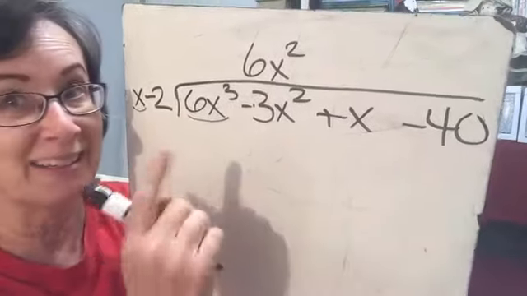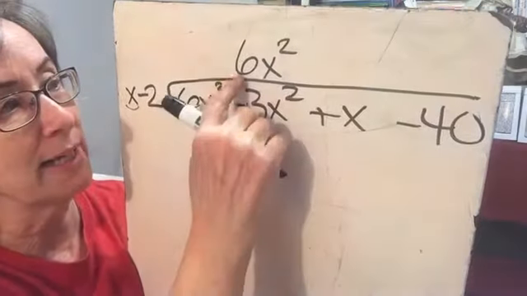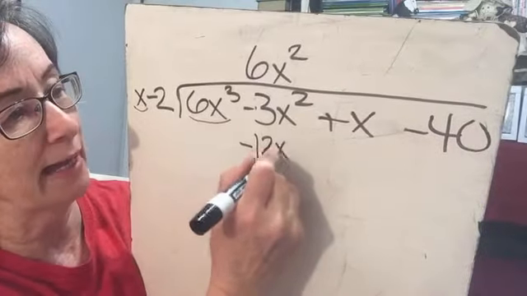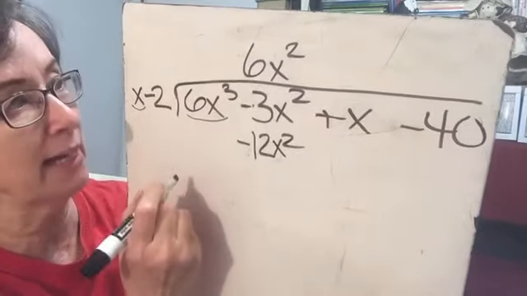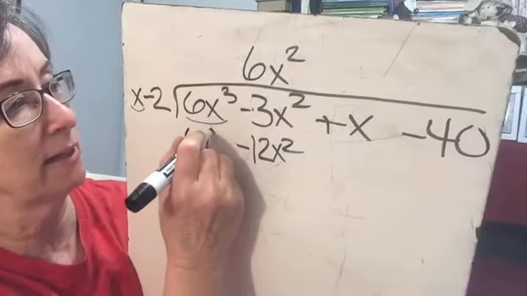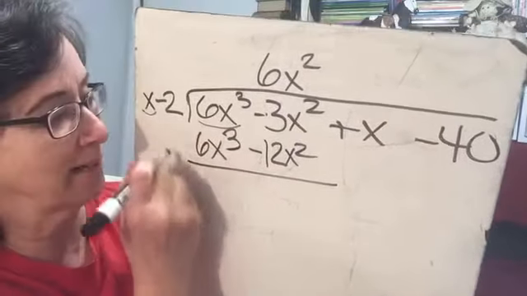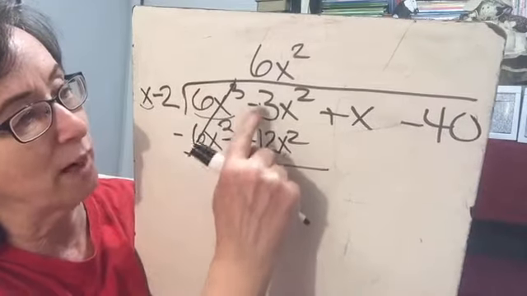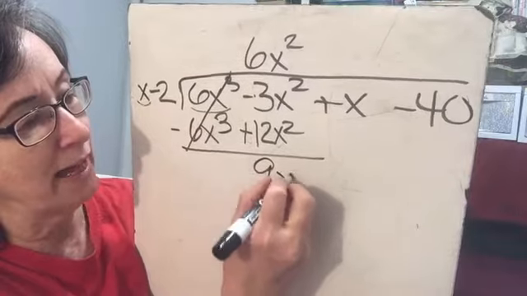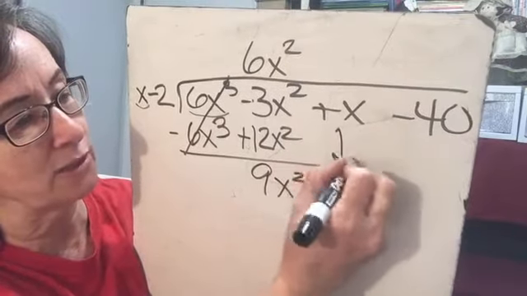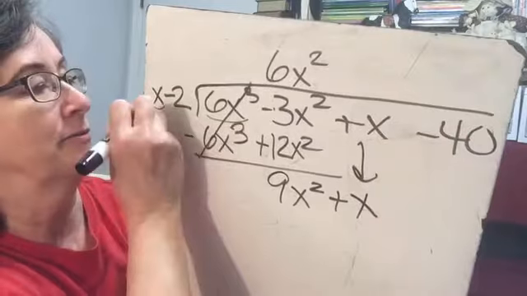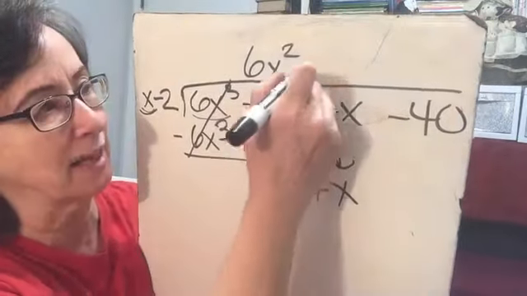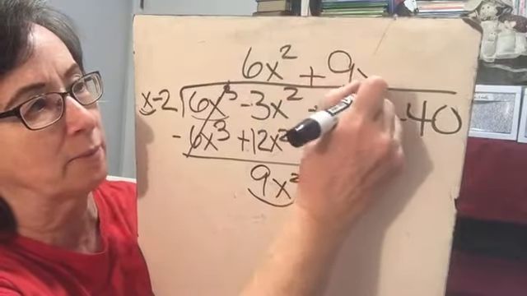Now we multiply. Divide, multiply, subtract, compare, bring down. 6x squared times a negative 2 is a negative 12x squared. 6x squared times an x is a 6x cubed. But I'm subtracting, so I change both signs and add. There's my compare. And then 12 and a negative 3 is 9x squared. Bring down the next term, plus x. First into first. X into 9x squared goes 9x times. Put it above the x column.